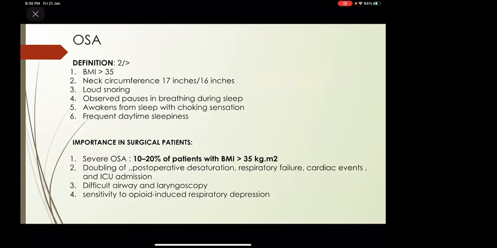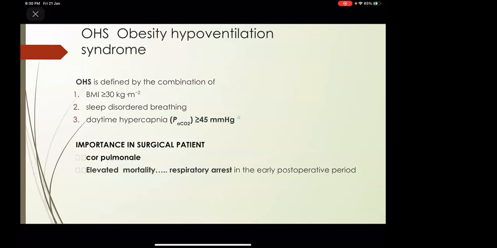Now, why should we find out whether the patient is suffering from OSA? Because they have more chances of postoperative desaturation and respiratory failure. CPAP is very important in them preoperatively and postoperatively. They may have difficulty in airway and laryngoscopy, and they are more sensitive to sedative and opioid-induced respiratory depression. So mostly we should use an opioid-sparing technique in them.